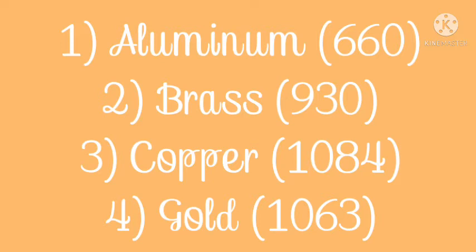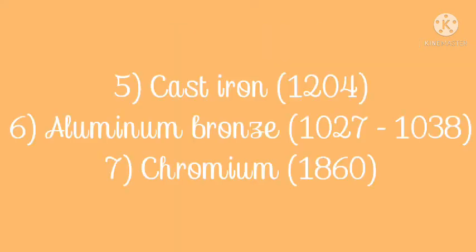1. Aluminium. The melting point of aluminium is 660 degrees Celsius. 2. Brass. The melting point of brass is 930 degrees Celsius. 3. Copper. The melting point of copper is 1084 degrees Celsius. 4. Gold. The melting point of gold is 1063 degrees Celsius. 5. Cast iron.